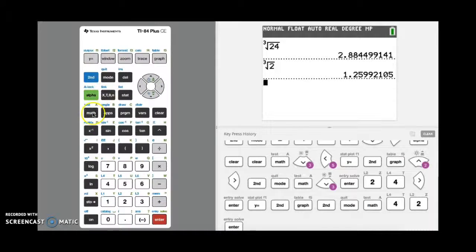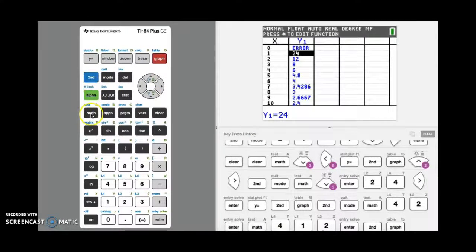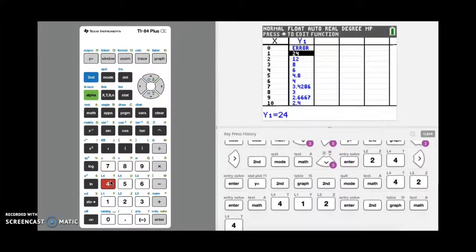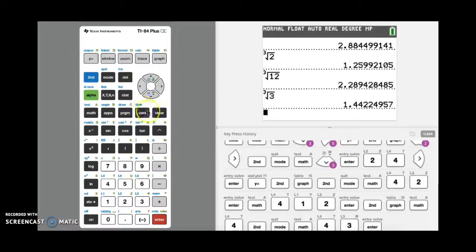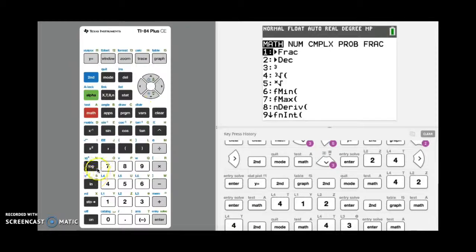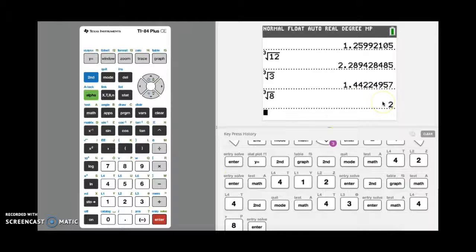2 is not going to work. Go to math 4 and 12. 12 is not going to work. So let's look at 3 and 8. Math 4. We'll type in 3. Does not work. Type in math 4 and try 8. 8 is a perfect cube, and that number would be 2. 2 times 2 times 2 is 8. So now I'm going to go back and show you how to use that.